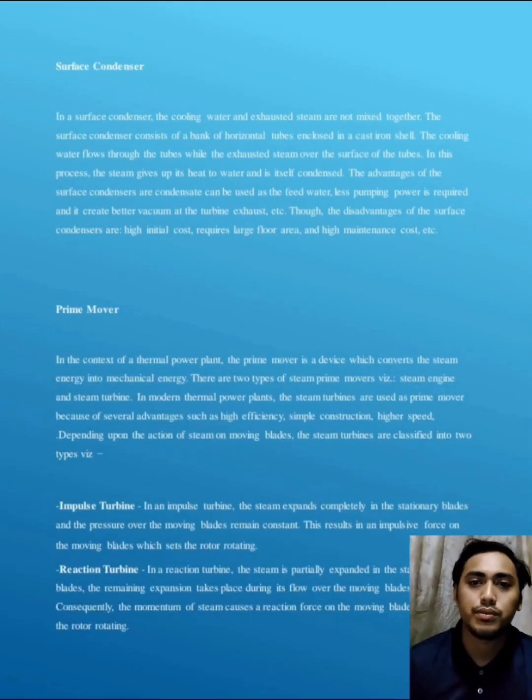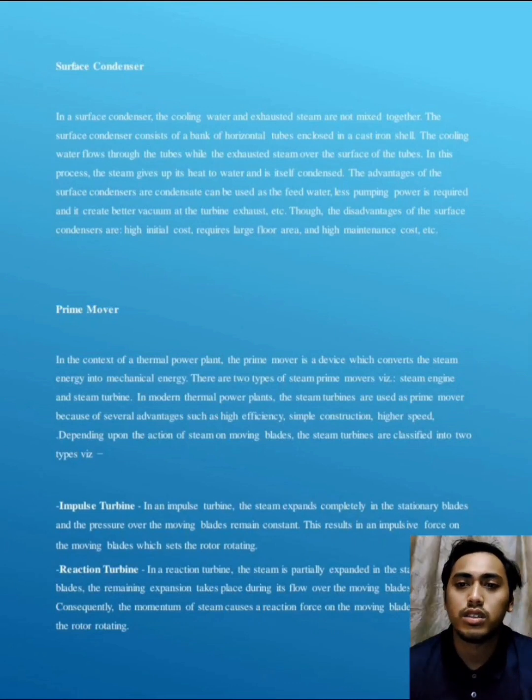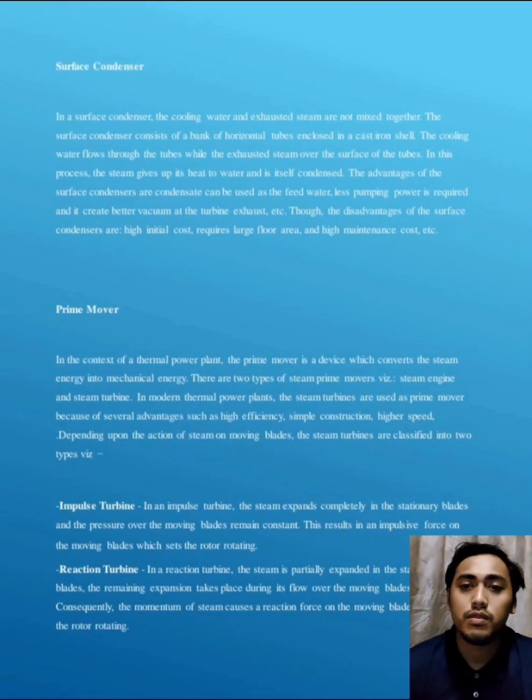The other one is the surface condenser. The working principle is that the cooling water and exhaust steam are not mixed together. The surface condenser consists of a bank of horizontal tubes enclosed in a cast iron shell. The cooling water flows through the tubes while the exhaust steam flows over the surface of the tubes. In this process, the steam gives up its heat to the water and is condensed.